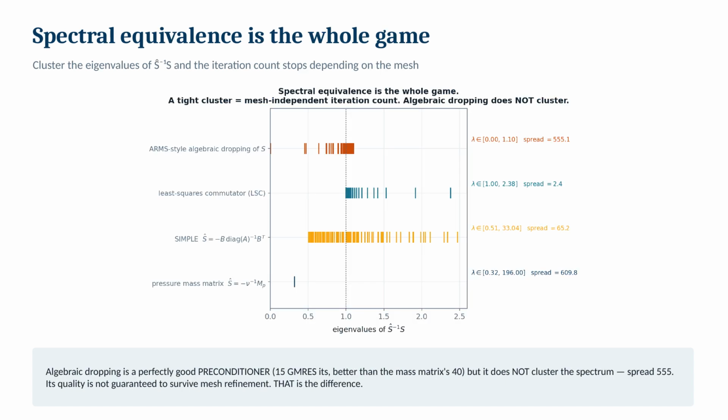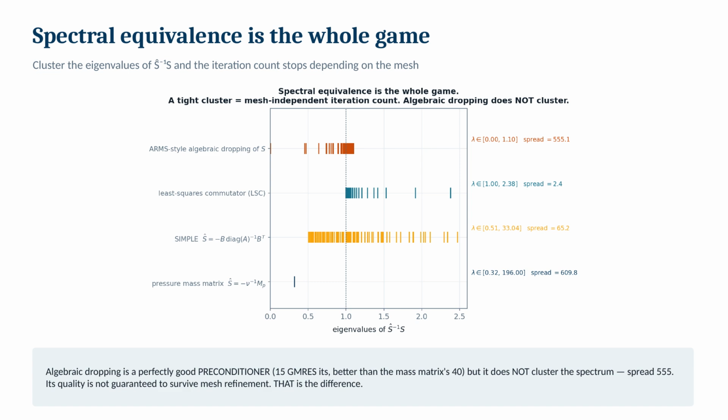And here's the criterion that decides whether a surrogate is any good. Plot the eigenvalues of S hat inverse times S. If they cluster, the Krylov method converges in a number of iterations independent of the mesh. If they spread, it doesn't. Pressure mass matrix, spread of 610. SIMPLE, 65. Least squares commutator, 2.4. Beautifully clustered. And ARMS-style algebraic dropping of the exact S, at 10%, 555.